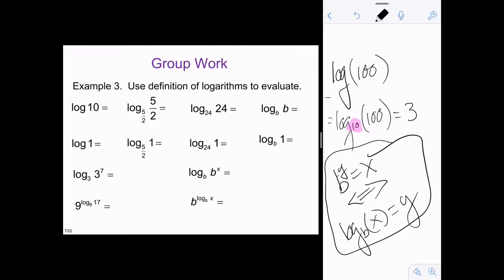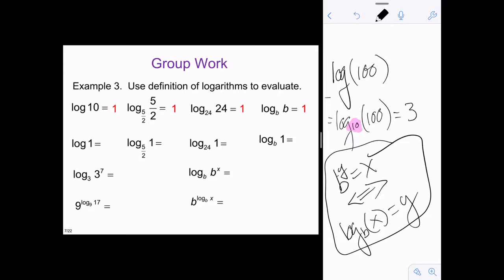So here we are. Let's look at just the top. I have log base 10 of 10, or common log of 10. I've got log base 5 halves of 5 halves. I've got log base 24 of 24. And I have log base b of b. And if you think about it, all of those, what power do I have to raise 24 to get 24?